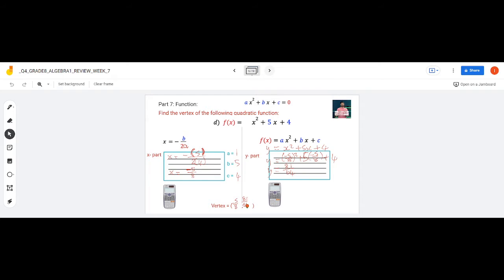Now, if you look at the a, we can see it's a happy face. So where the graph turns, or the vertex, that will be -5/8 and 81/64. Great.